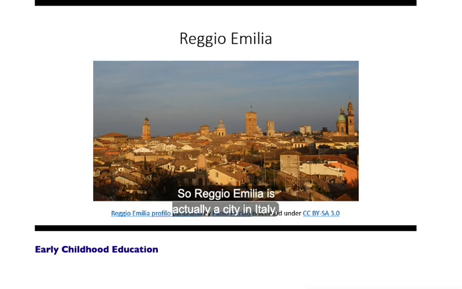So Reggio Emilia is actually a city in Italy, so it's important to note that that's not a person. The Reggio Emilia approach was founded by Loris Malaguzzi, and while we can't implement Reggio Emilia anywhere but in Reggio Emilia, we can be influenced by it or inspired by it, and so it's important to recognize some of the hallmarks of their approach.